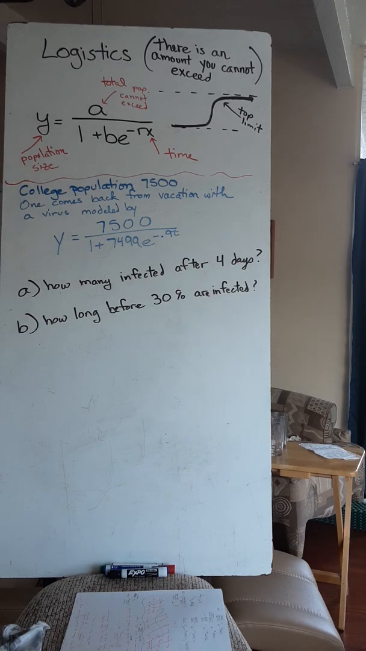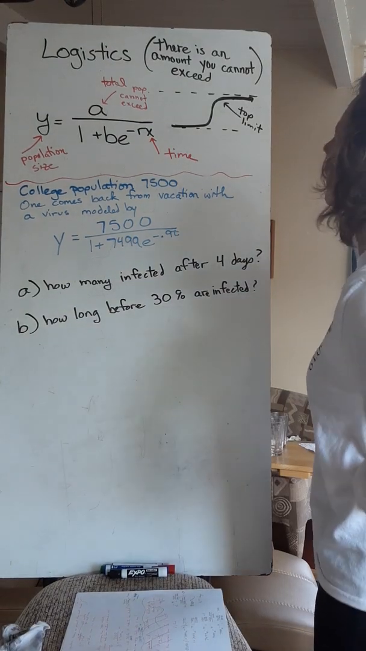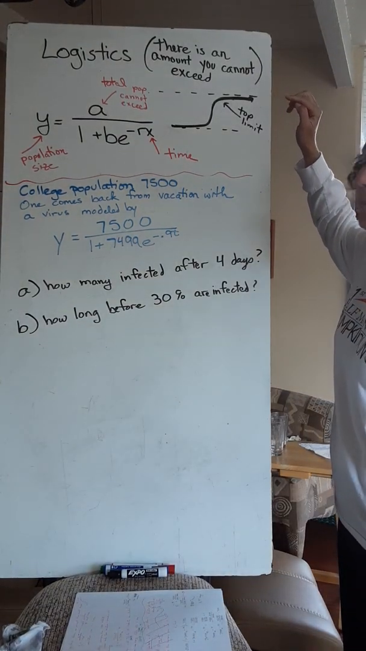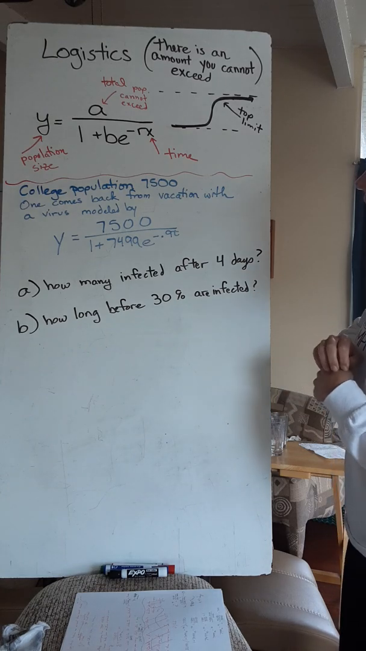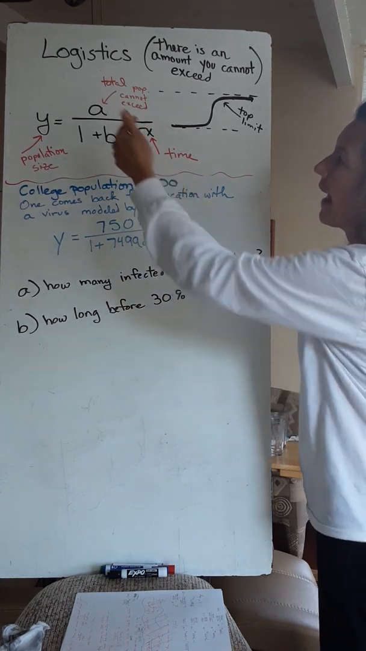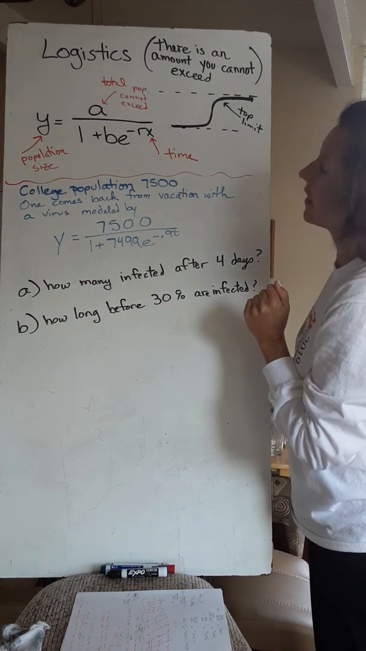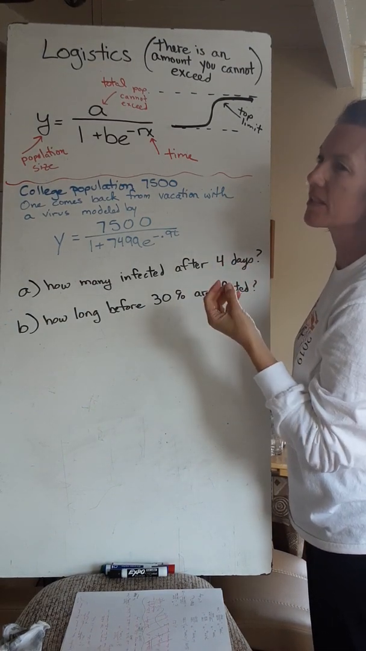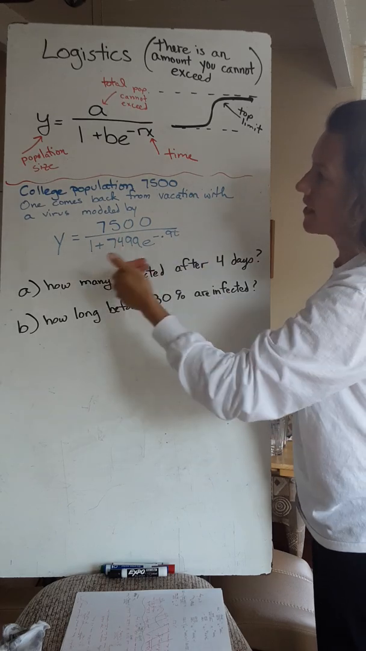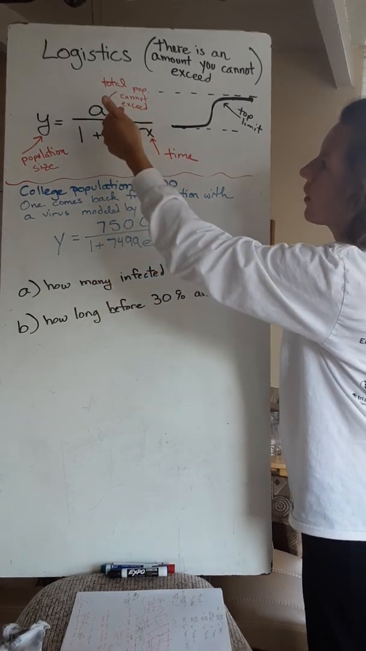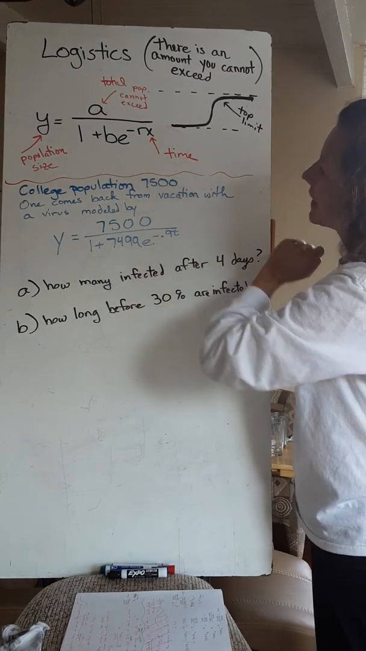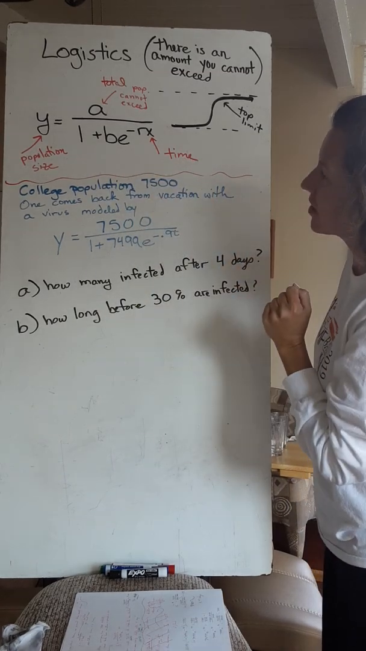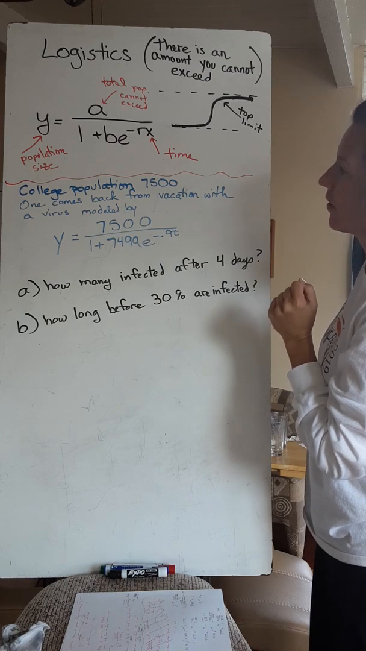Okay, next section is logistics. Logistics, the feature here that makes them different is you have a top limit that you can't exceed. So it's usually in population, and A is the population that cannot be exceeded, or there's something, this one is a virus problem and no more than the total population can get the virus. X is time, Y is the population that we're often trying to figure out.